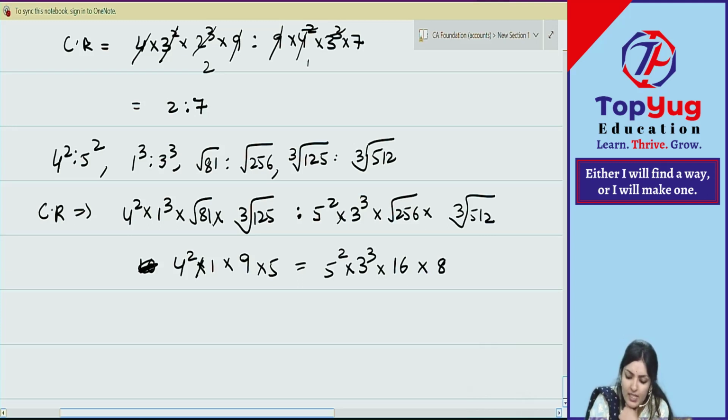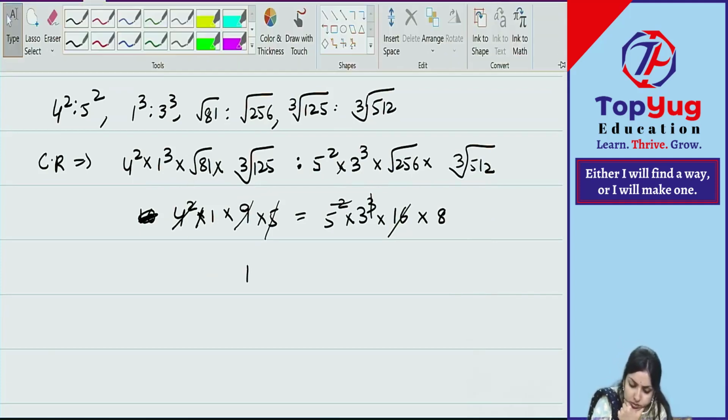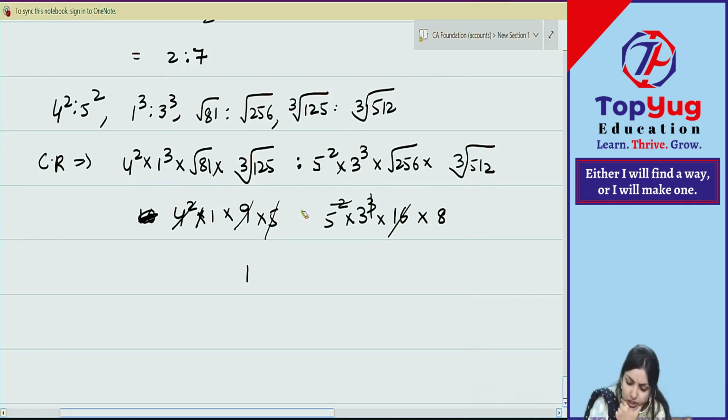Now let us cancel 4 square, and then 16 cancels. 5 and then this power gets cancelled. And then this 9 gets cancelled and the power gets cancelled over here. You do your own simplification, whichever way you like, it is your wish. You need not copy the same exact way. So here I am left over with 1.